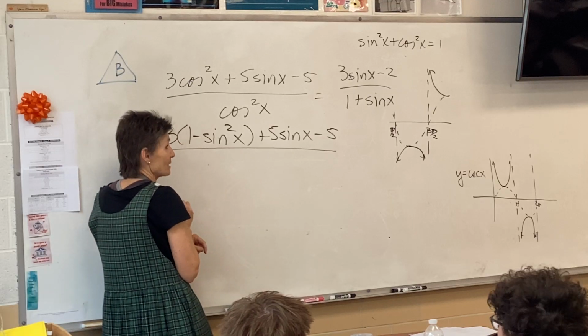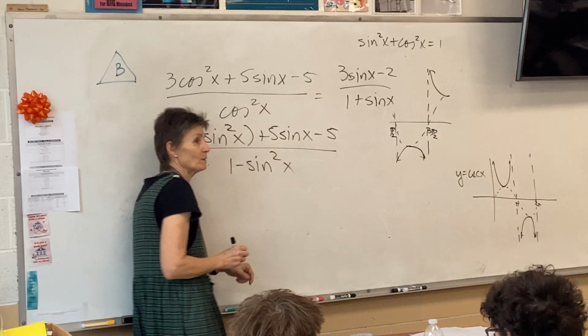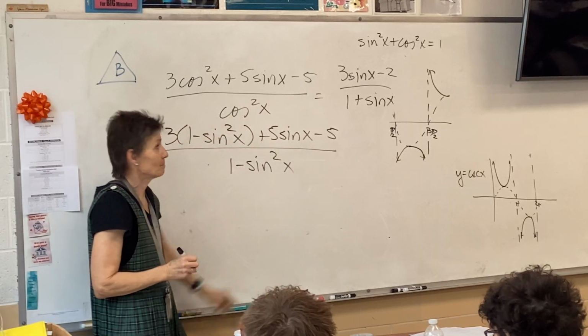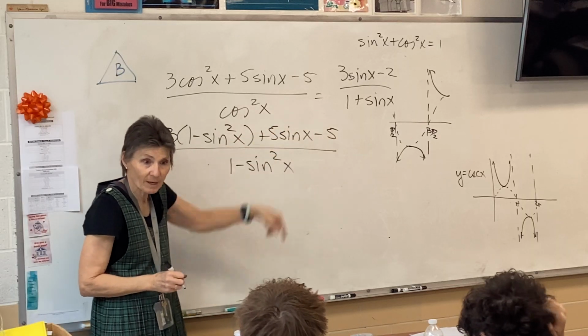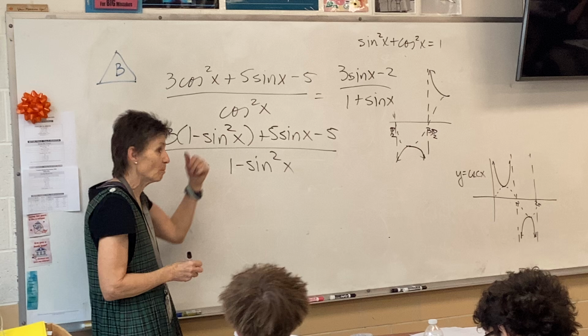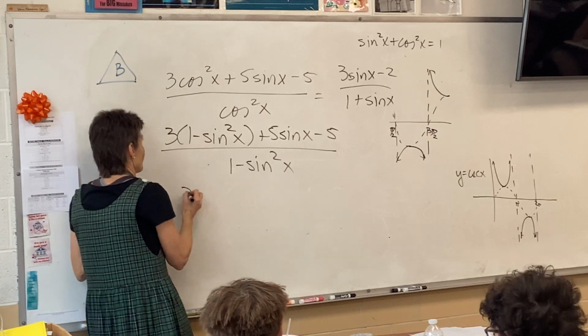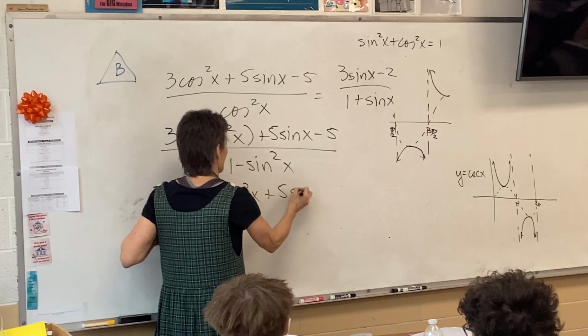Can I do the same thing in the bottom? Why would it make sense to do that in the bottom? What are you ending up with? Sines, right? I don't want cosines. I don't want to end up with cosines, so I'm going to change them all. So 3 minus 3 sine squared plus 5 sine minus 5.